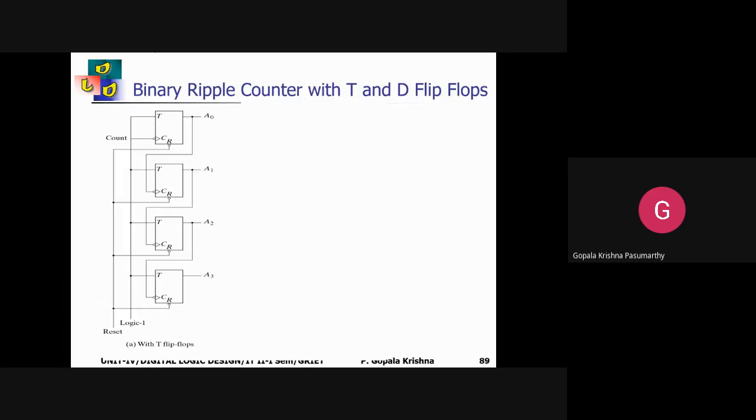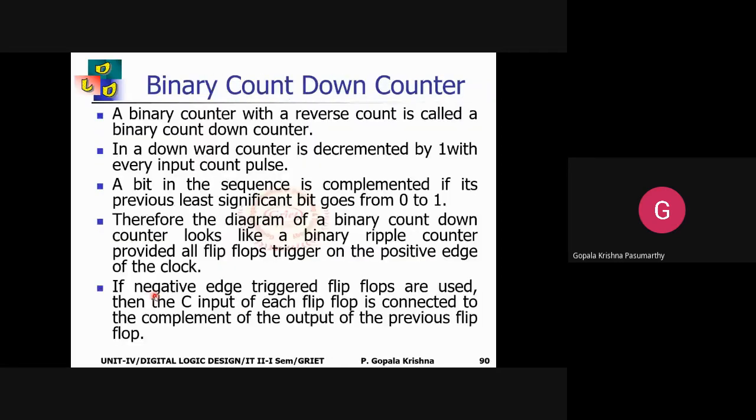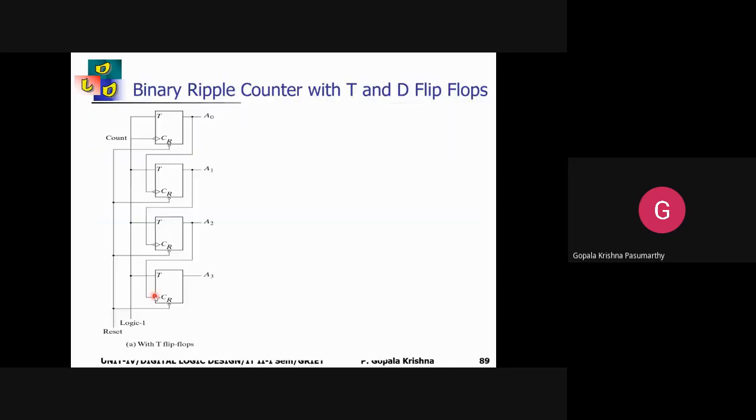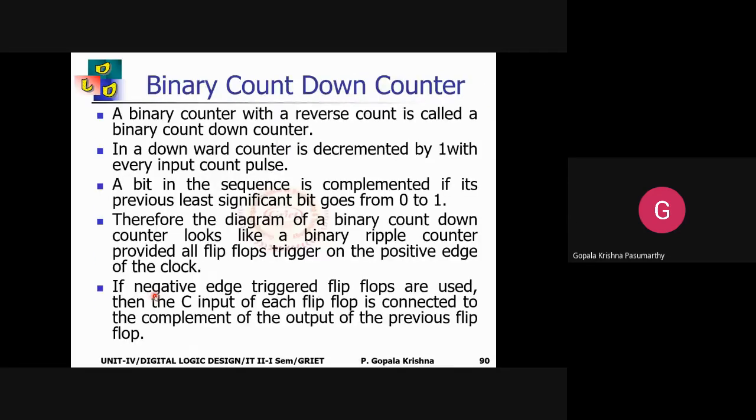In the earlier example I showed you, if A0 is 0, since there is a bubble, 0 becomes 1 and the clock becomes active. So this clock will be active if the input is 0. That is called negative edge. If you remove these bubbles, then it becomes a down counter. The logic is very simple. A down counter can be easily constructed by removing the bubble before the clock pulses. This is how binary countdown counters are constructed.